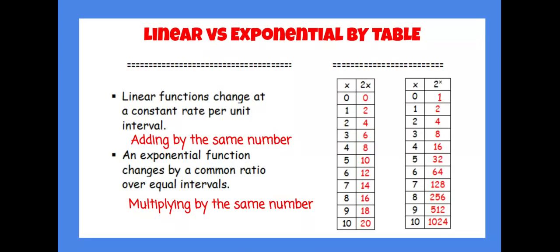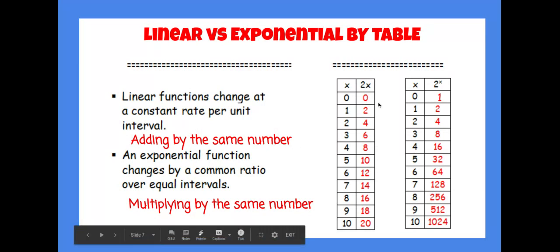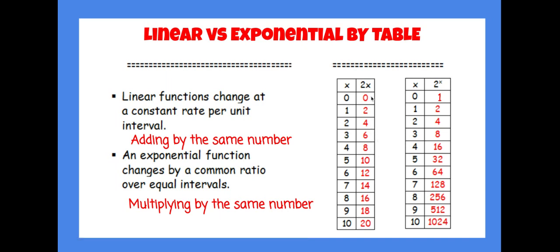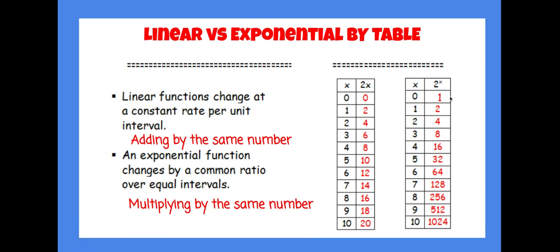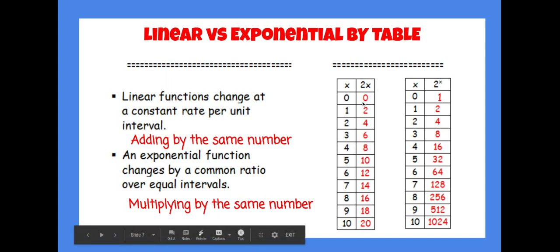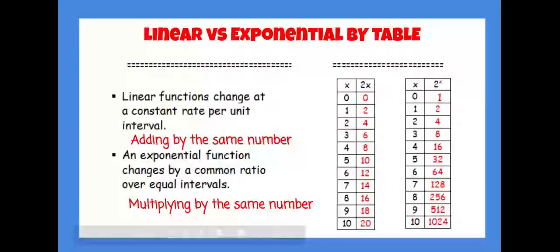All right, and then the last one was our table. If we look at the way a table is represented for a linear function, the numbers in the y go up at a constant rate of change, which means that we add the same number on this side, where in an exponential table, it increases by a common ratio, which is a number that we multiply by. Another observation I'd like you to look at is that a linear function increases pretty slowly or consistently, where an exponential function increases pretty rapidly.